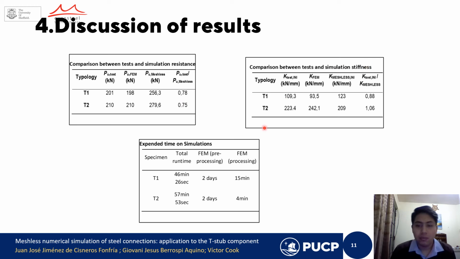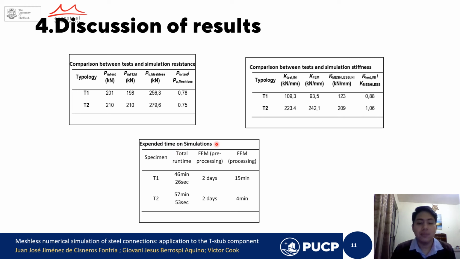About the stiffness, the ratio between the initial stiffness of the test and the meshless was good enough, because we reached a ratio of 88% and 1% for T-stub T1 and T-stub T2 respectively.